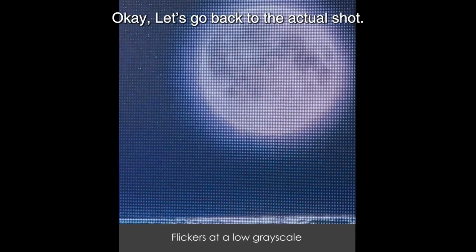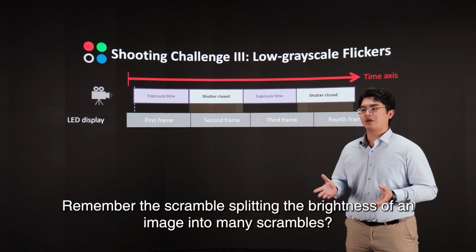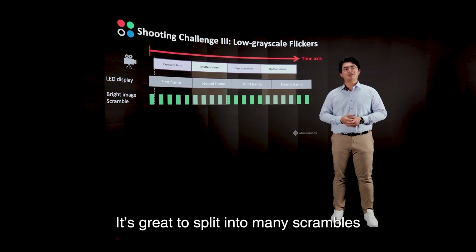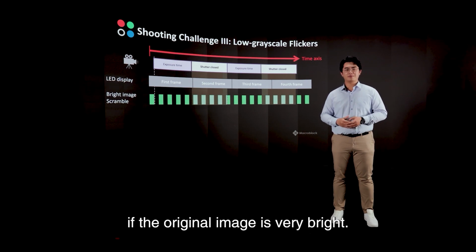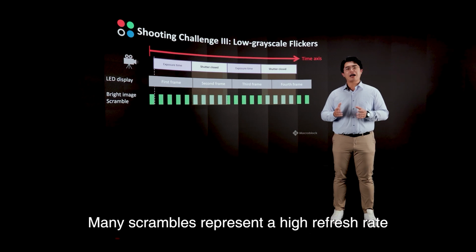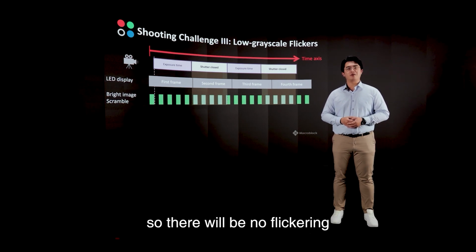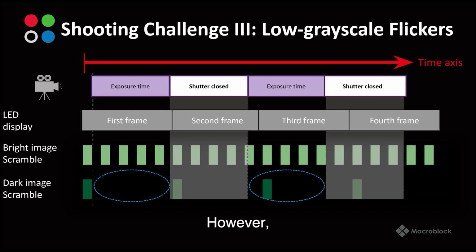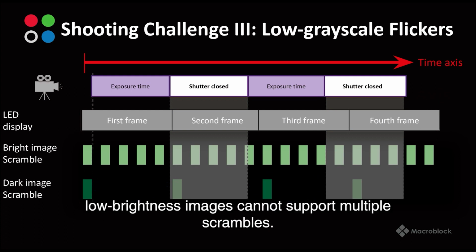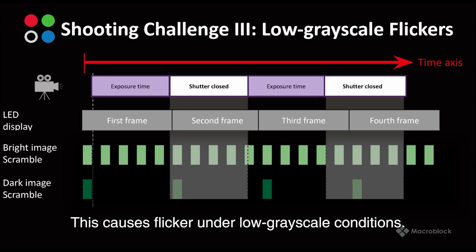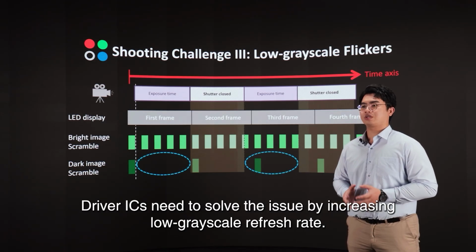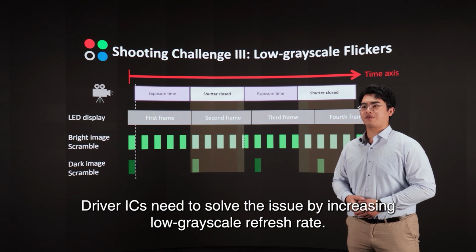Okay, let's go back to the actual shot. Remember the scramble splitting the brightness of an image into many scrambles? It's great to split into many scrambles if the original image is very bright. Many scrambles represent a high refresh rate, so there will be no flickering. However, a low brightness image cannot support multiple scrambles. Sometimes the camera gets the scrambles, sometimes it doesn't. This causes flicker under low grayscale conditions. Driver ICs need to solve the issue by increasing the low grayscale refresh rate.